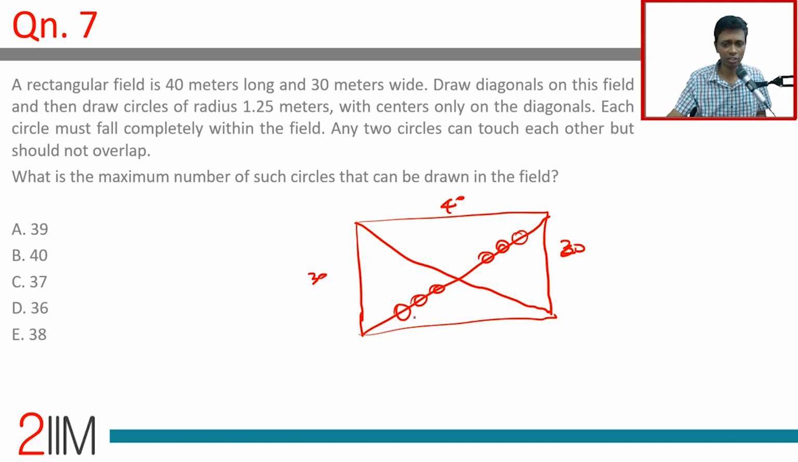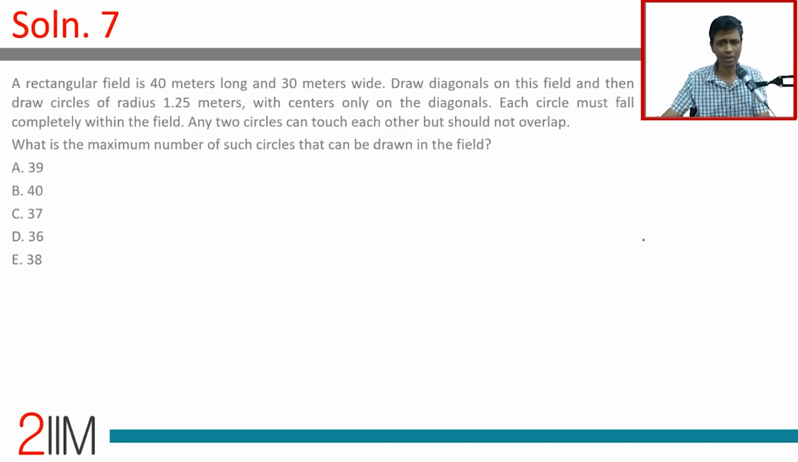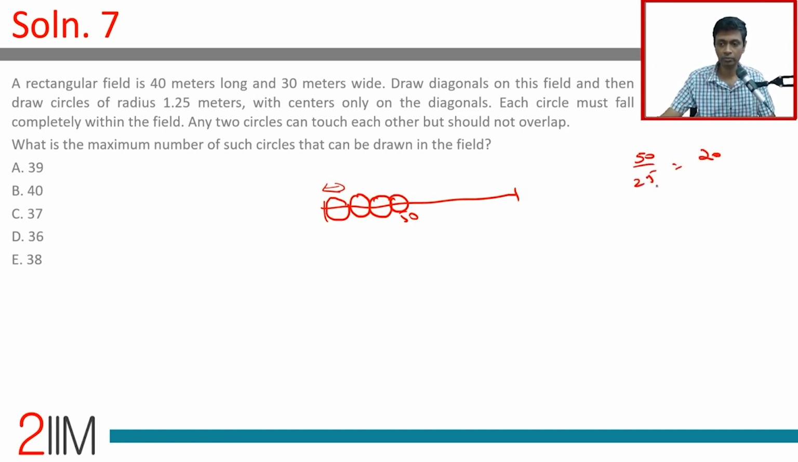Brilliant, brilliant. This is classic XAT. And so, first of all, this is 50. This is also 50. If radius is 1.25 meters, diameter is 2.5 meters. So let's worry about one diagonal. Diagonal of length 50, 2.5 meters. How many such circles can be placed? This is 2.5. So 50 by 2.5 is 20. On one diagonal, 20 can be placed. On another diagonal, another 20. So 40 seems like a legitimate candidate.